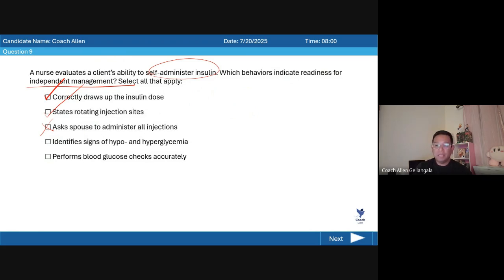Would there be a possibility that the patient will have a problem primarily when it comes to the actual administration of it? Yes, that's another problem. So letter C is incorrect. Identifies the signs of both hypo and hyperglycemia. Yes, that is a correct statement. Perform blood glucose checks accurately. They need to perform blood glucose checks accurately? Yes. So if you answered A, B, D, and E, you got it correctly.